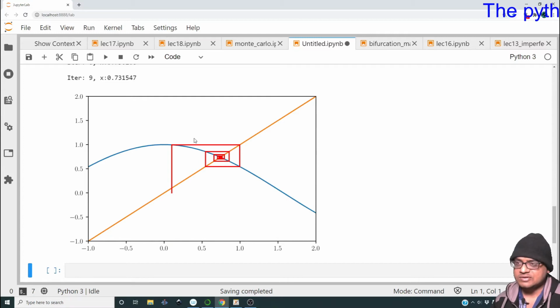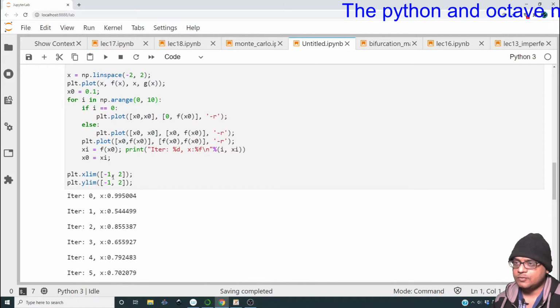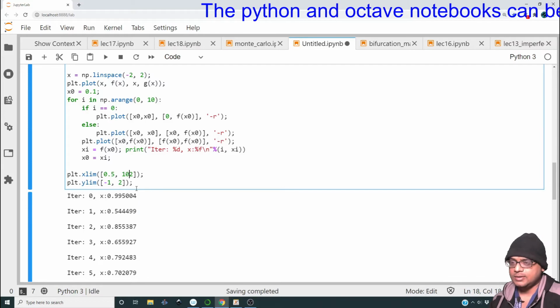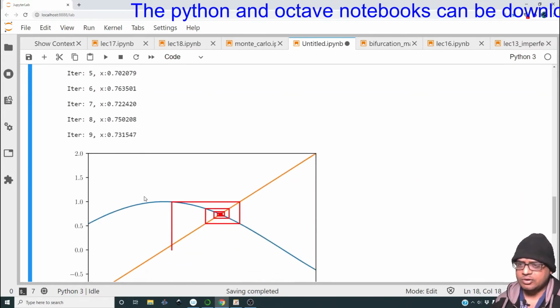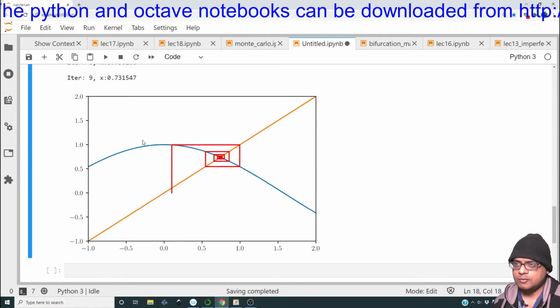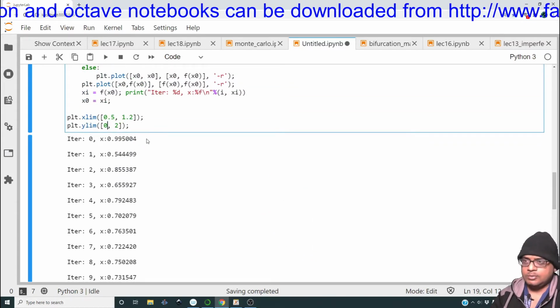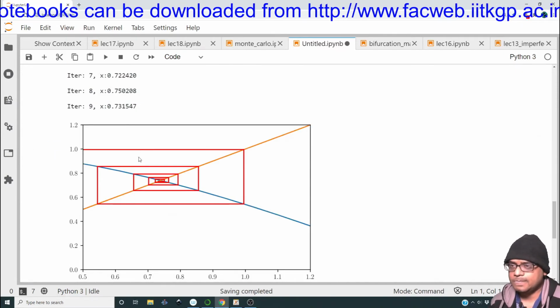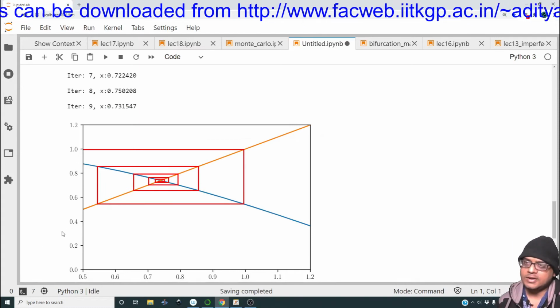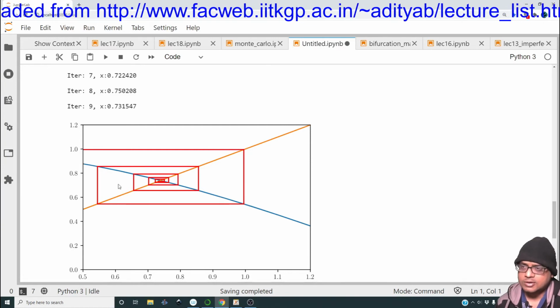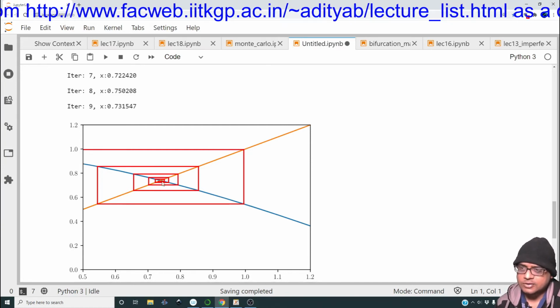So let me reduce the scale to 0.5 to 1.2 so that we have a better look at what is really transpiring. And such kinds of plots are called cobwebs, and we have already discussed this. Because they resemble the cobwebs of a spider web, those are called cobwebs. All right, so it starts somewhere over here, then it goes on to this, then it maps on to this, and so on. So each iterate appears to converge towards this.